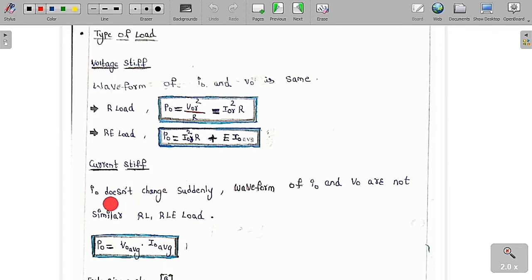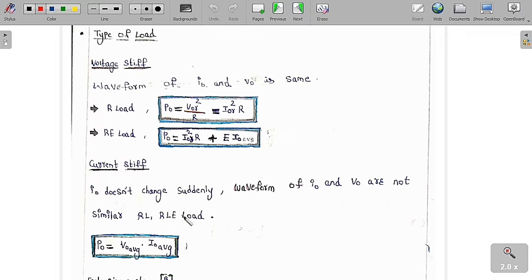Current shift means I naught doesn't change suddenly, whereas the waveforms of I naught and V naught are not similar. For example, an RL load. So I naught doesn't change suddenly, and the waveforms of I naught and V naught are not similar. The example is the RL load.